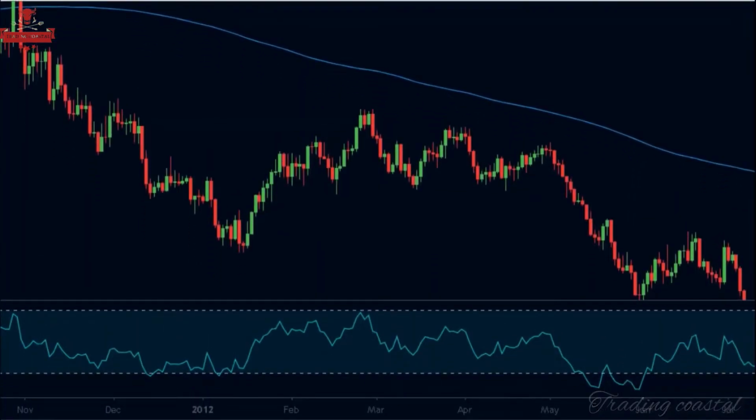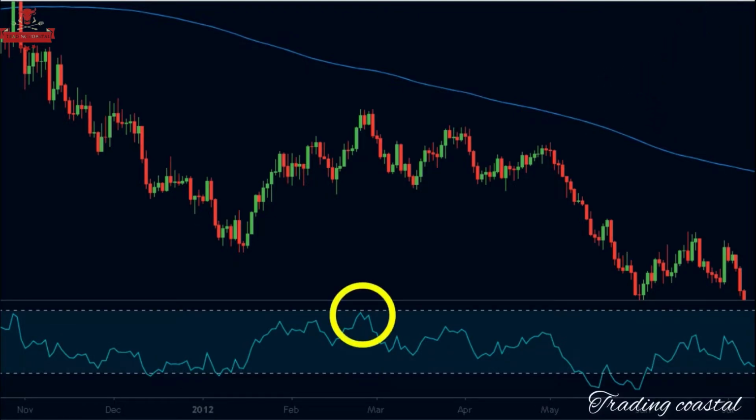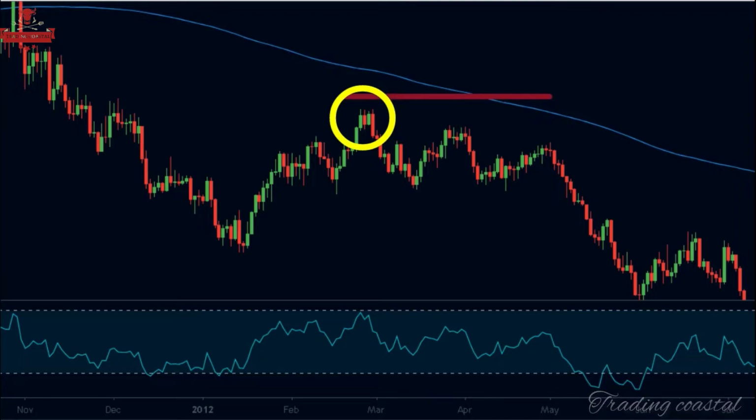Let's now take a look at a sell trade. Here we can clearly see that the stock is trading below the 200-period moving average. We see that the price comes near the 70 level on the RSI. At this level, the price starts to consolidate for 2 to 3 candles. This indicates an imminent change of direction. So we take a sell trade here. We keep our stop loss above this swing high, and place our target at the previous swing low.